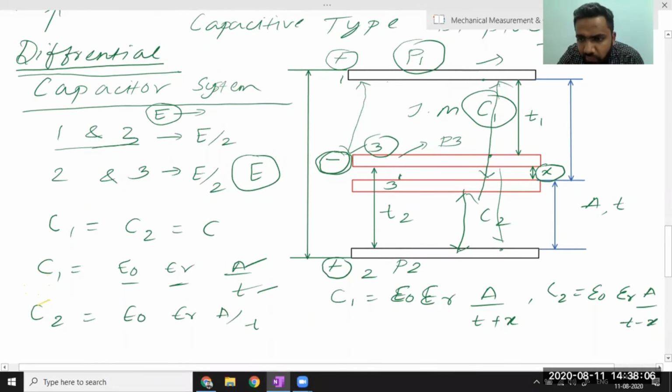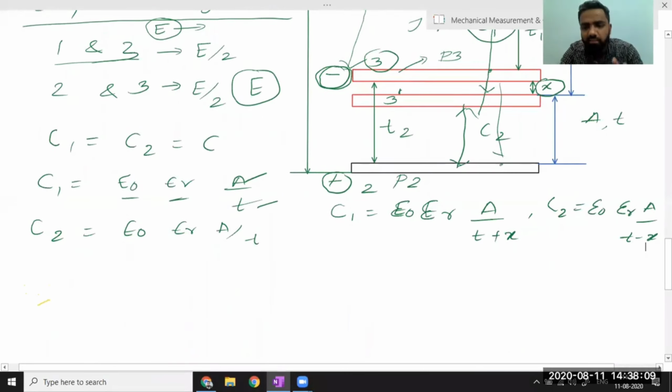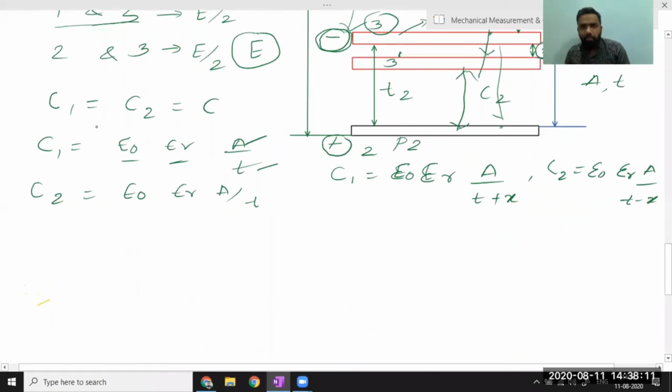Now, if the capacitance is changed, just look at what I'm saying. Initially, what did I say? Both the capacitors were having equal EMF, E by 2 and E by 2. Now if capacitance is changing, automatically this value should also change. C1 was having an EMF equal to E by 2, C2 was having an EMF equal to E by 2. Now the EMF will also change.